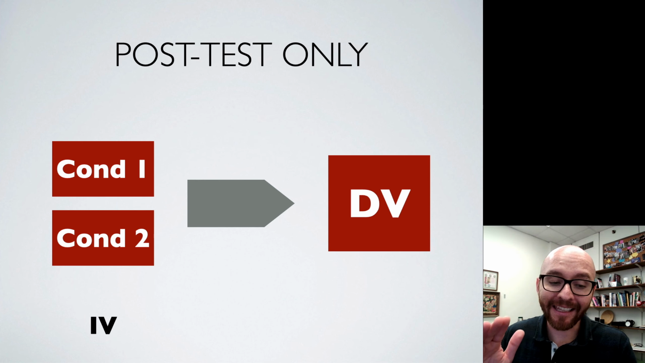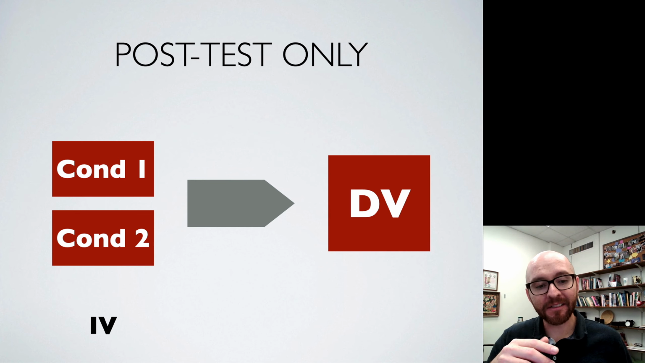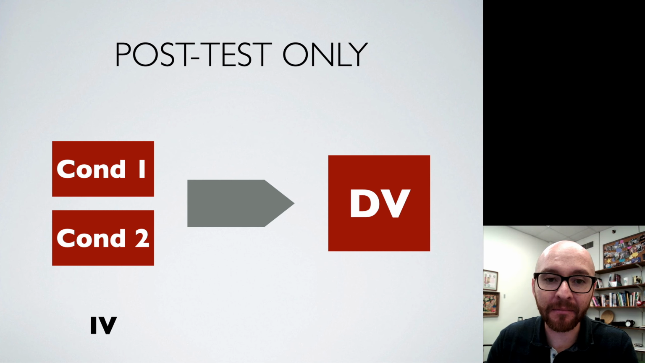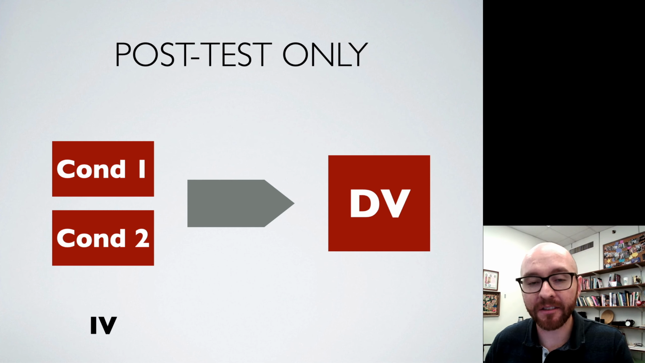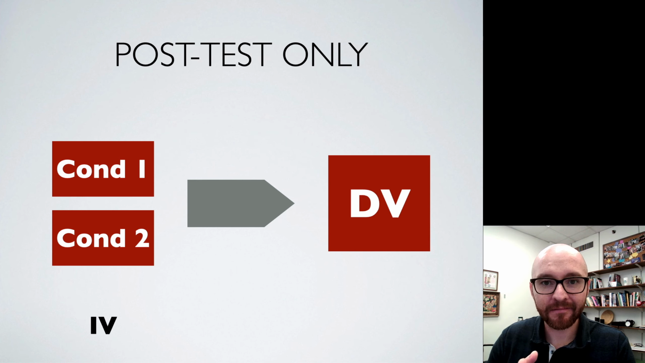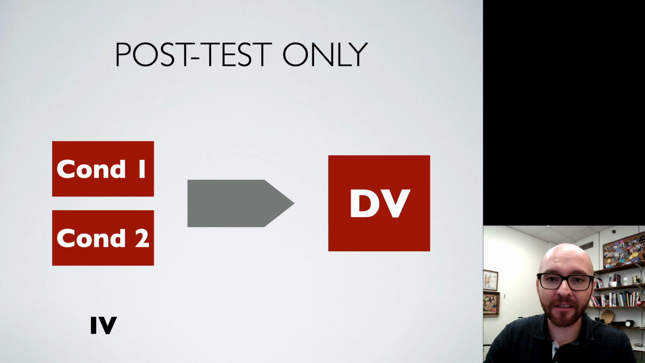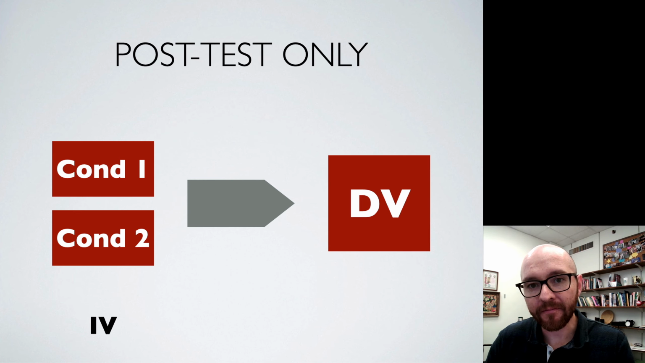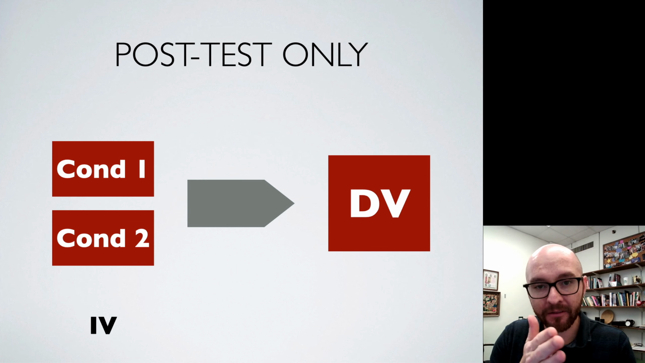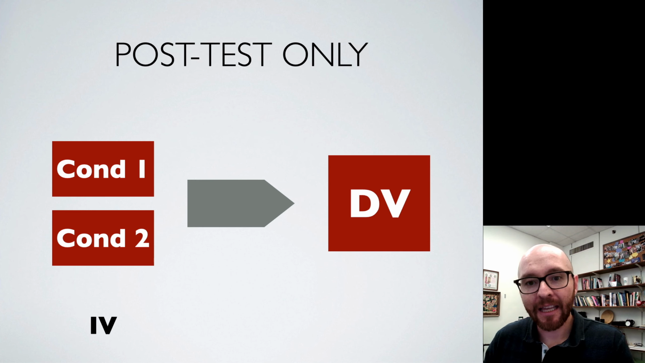Now keep in mind that even before you expose them to the IV, there's one step missing here. You would randomly assign them into condition 1 or condition 2. So just to reiterate, first, randomly assign the participants to condition 1 or condition 2. And then they experience condition 1 or condition 2. They experience the IV. Remember, they have to experience that first. And then you measure the DV.